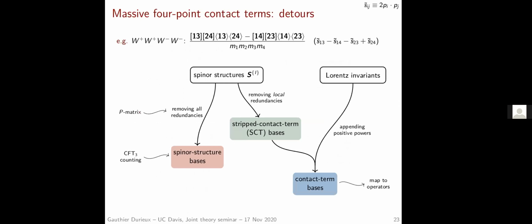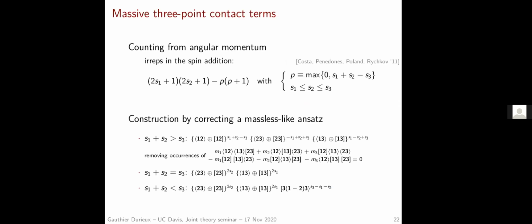I'll go to the previous slide. Sorry. Yeah, previous, this one. I want to understand the notation. For the S1 plus S2 larger than S3, there is a 1 2 angle bracket plus a 1 2 square bracket to the power S1 plus S2 minus S3. Does it mean that the total number of 1 2 angle brackets plus the total number of square brackets equals S1 plus S2 minus S3?